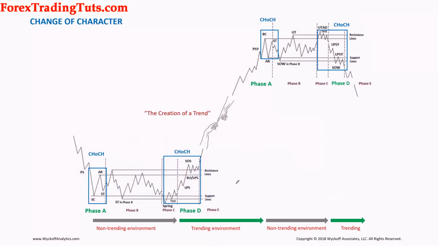All right, so these are the two changes of character. Again, change of character in phase A is going to be on the way in to the trading range. Change of character in phases C and D is going to be on the way out. And it doesn't really matter whether it's accumulation, reaccumulation, distribution, or redistribution. It's going to unfold the same way. It's going to have some variations.